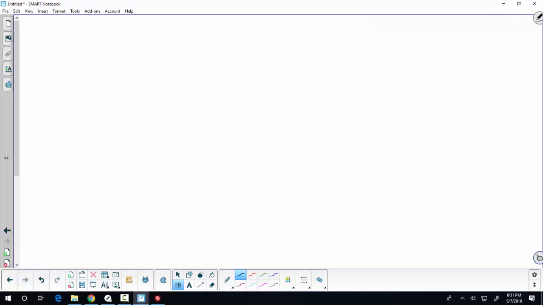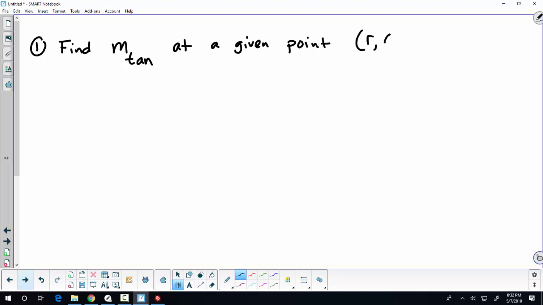Start another page. You'll have one question where you have to find the slope of the tangent line at a given point, in polar, with theta. We did a few examples of that in 12.3.